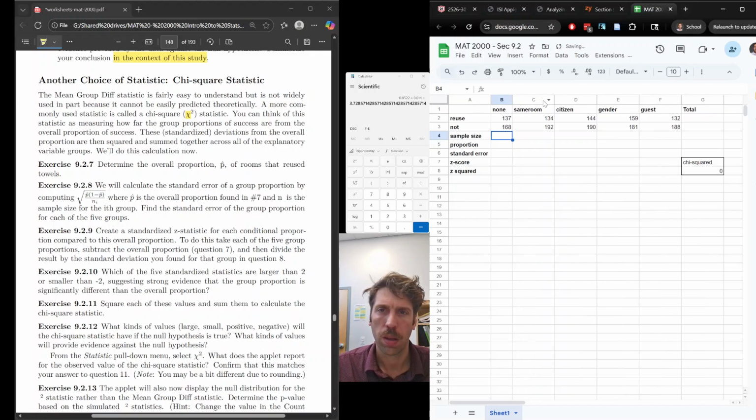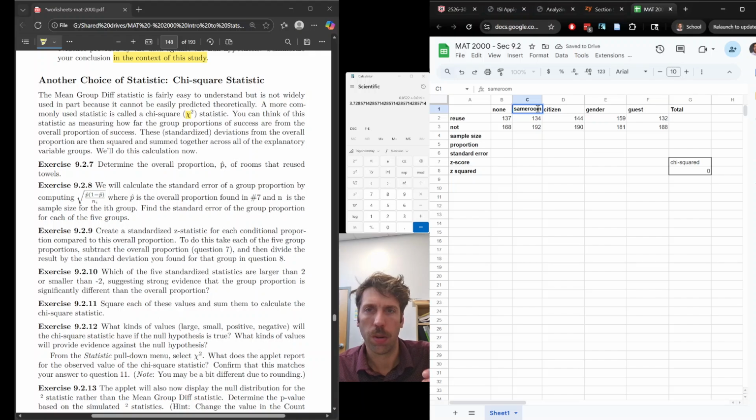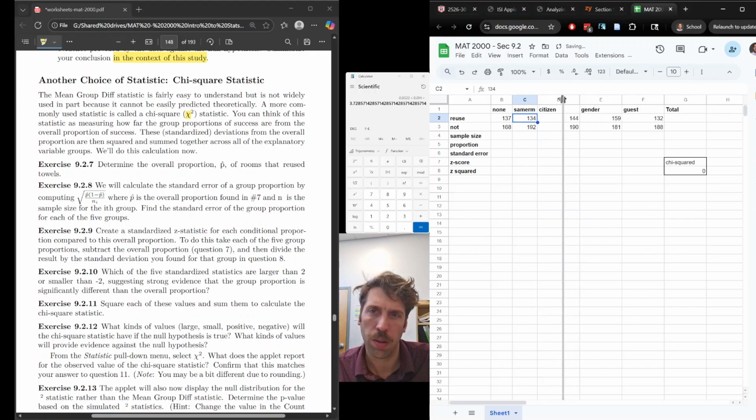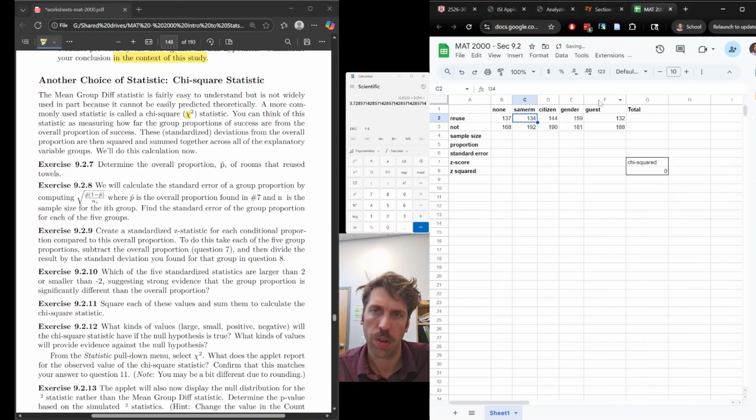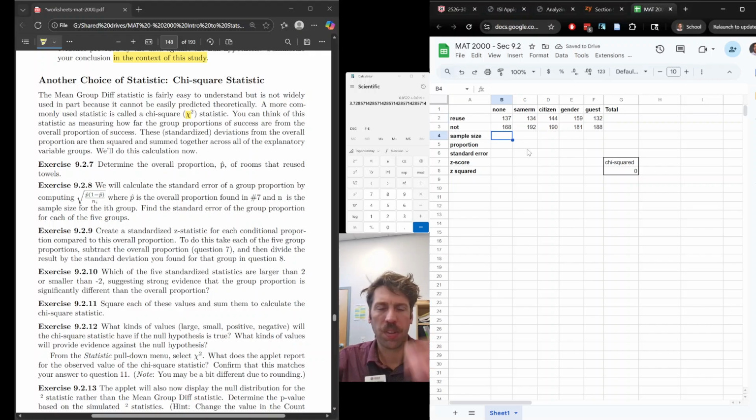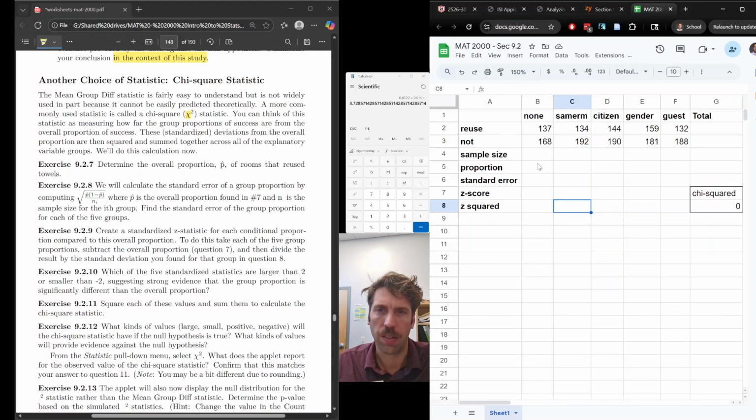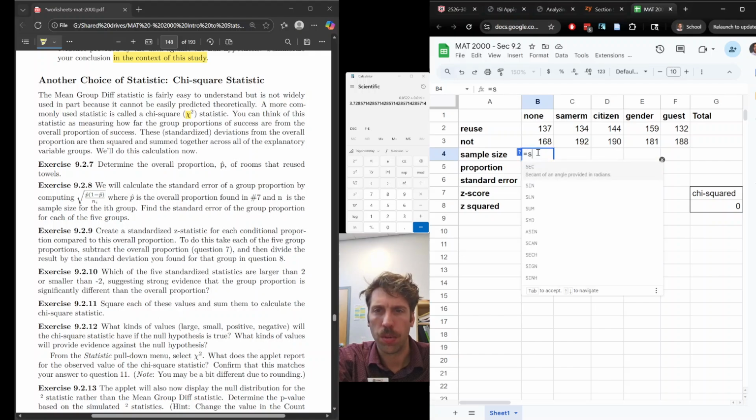Let me make these smaller so I can zoom in. That word is so long compared to the other ones, so I'll just abbreviate it. Citizen, gender, guest, and total. Okay. So then, the sample size is going to be the sum. I can zoom in now. I forgot. I want to make sure you guys can see okay. Will that fit? Yes. So it's equals SUM of these two, parenthesis, enter.